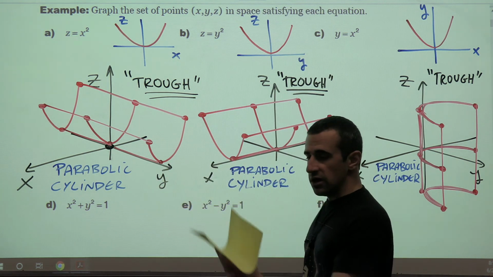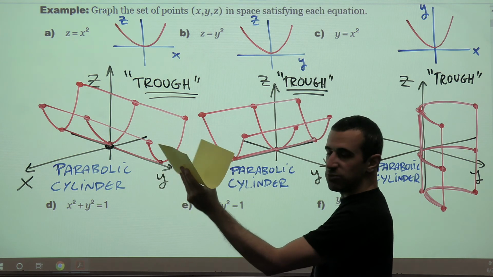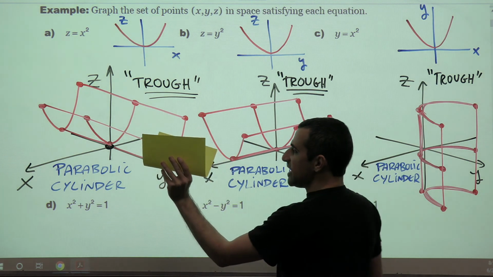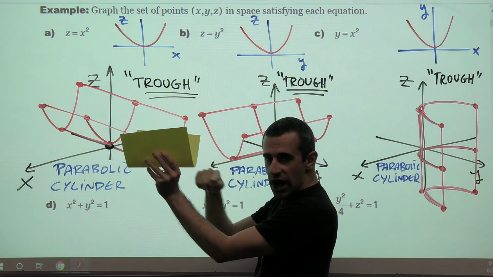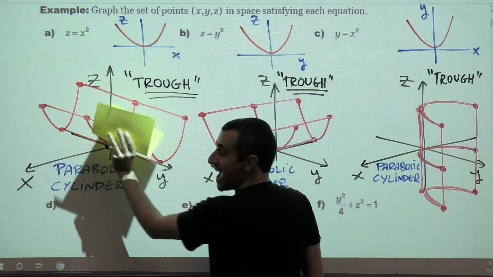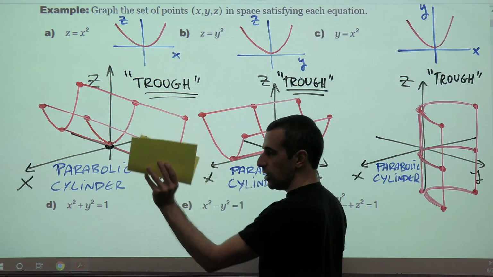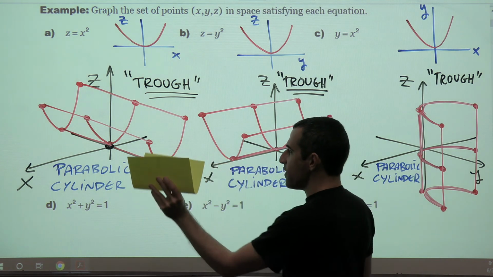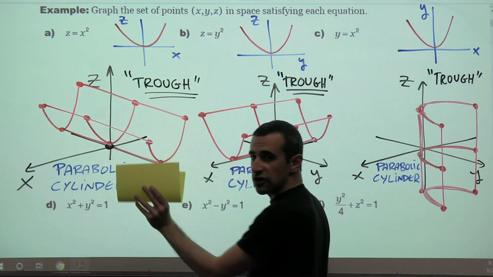The first one is this trough shape. If you roll your sheet of paper into a parabola, you make the bottom edge of the trough go in the direction of the y-axis. So imagine just resting this trough on the y-axis. That gives you this surface.